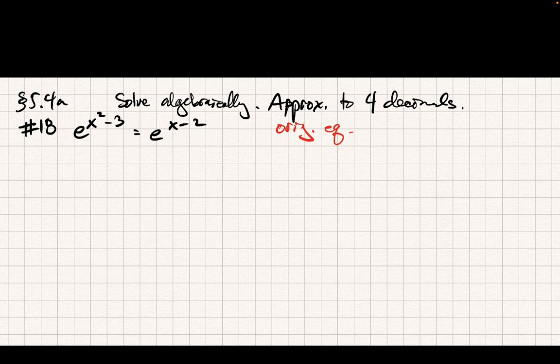Can't you just take ln on both sides? You could do that, and then we get x squared minus 3 equals x minus 2, and then just solve the quadratic. That's one strategy: take ln of both sides. The other strategy is what?